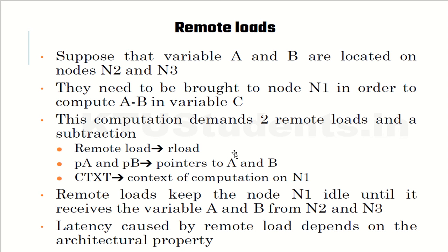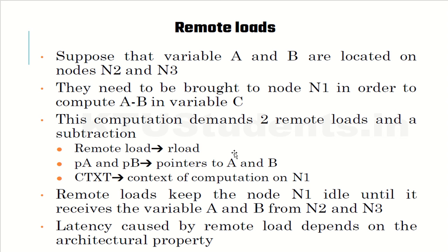So the latency which is caused by remote load depends on the architectural property, which means if N1 is closely associated with N2 and N3, with a relatively lesser distance between them, then you will not have to spend much time. But what if it is located somewhere too far from the node N1? Then you will have to spend a significant amount of time to get the data back from N2 and N3 and load them to N1. This is the latency that is caused due to remote load.